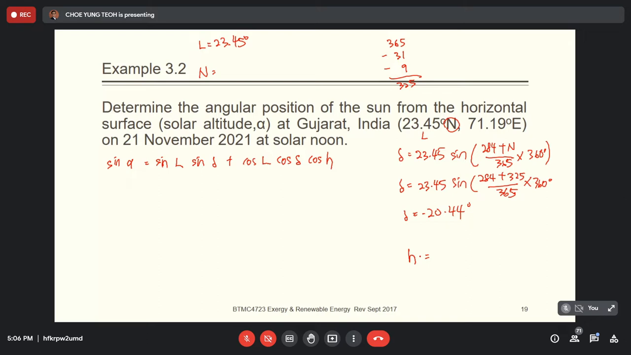And then if it is 1 p.m. in the afternoon, we have 15 degrees positive. One hour equals 15 degrees. And before noon, we have the negative: 11 a.m. is negative 15, 10 a.m. is negative 30. As you see in the question, it gives you the solar noon, so I know that H equals 0. So I should be able to find alpha right now, once I substitute L and the declination angle into the equation.